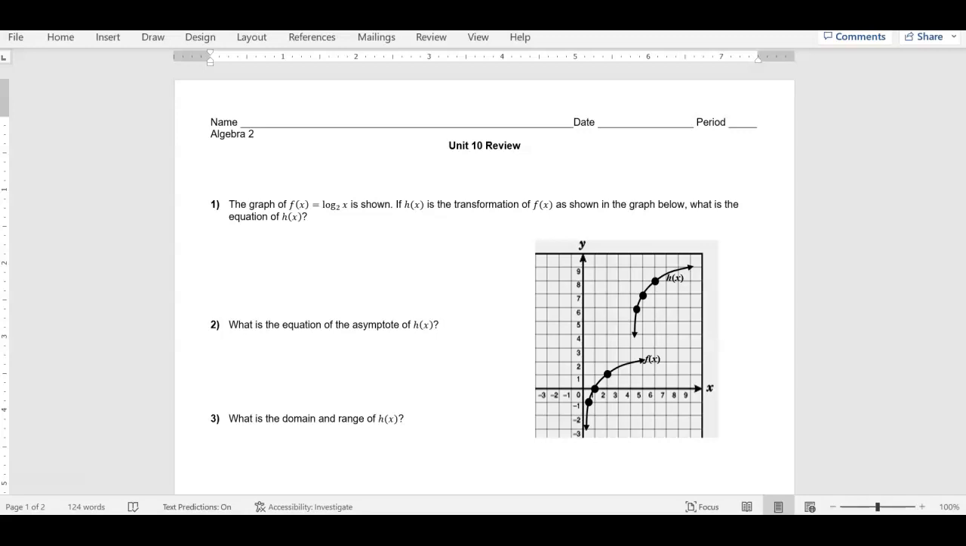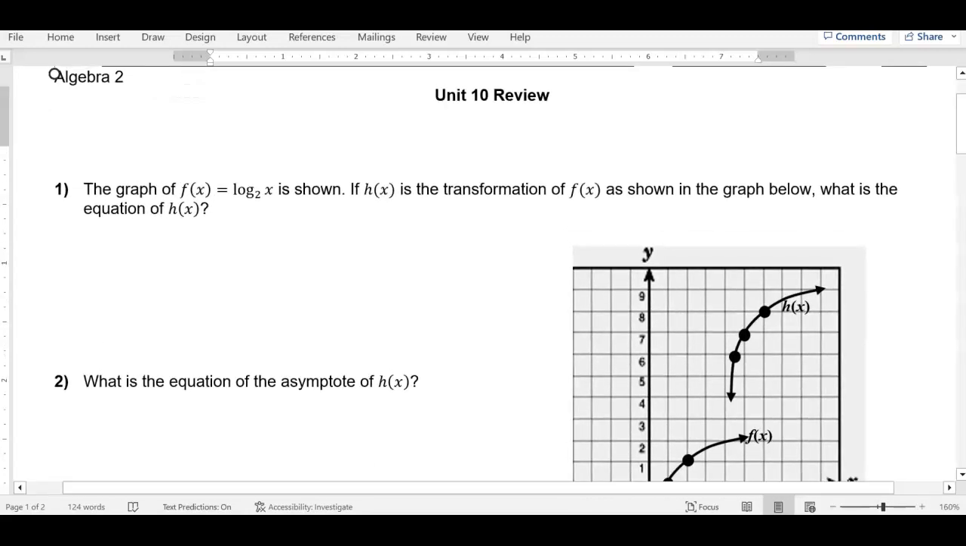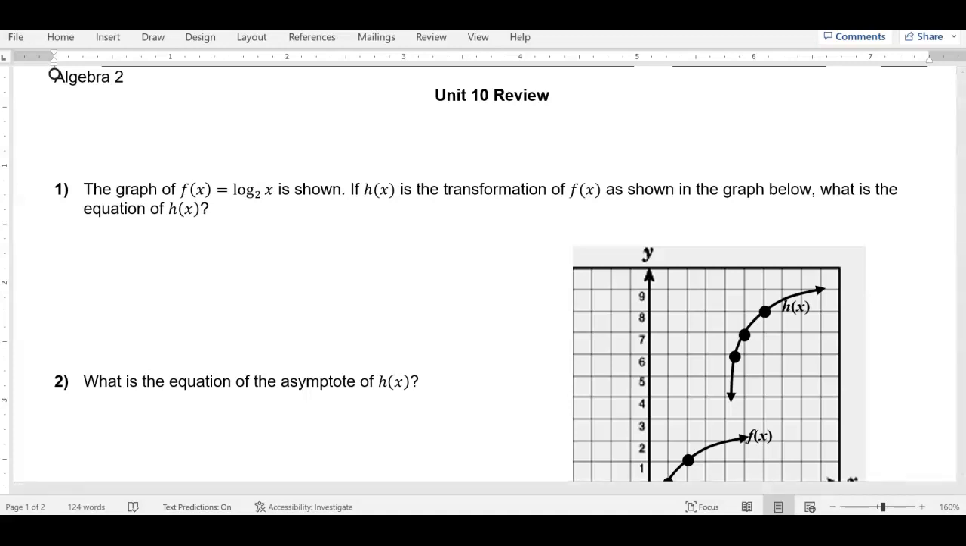Algebra 2, we're doing our Unit 10 review for our test tomorrow. It says the graph of log base 2 of x is shown. If h of x is a transformation of f of x as shown in the graph below, what is the equation of h of x?